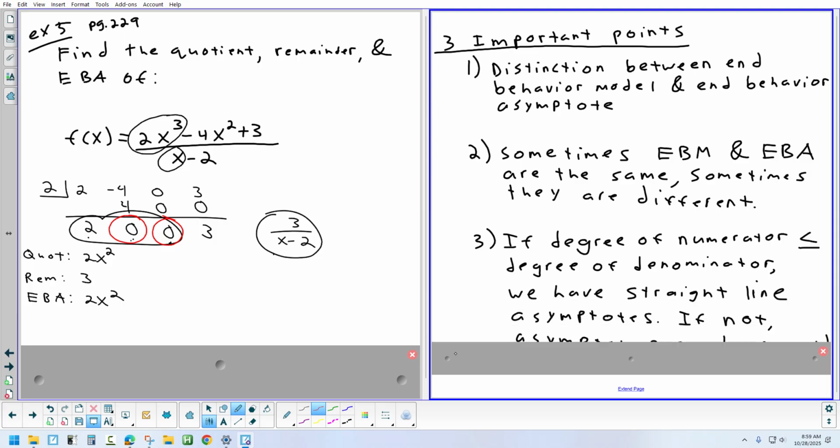Okay, and the last point, we've already kind of mentioned that, but if you're doing the kinds of problems we did last week, you will always get straight line asymptotes, horizontal or vertical. If you're doing problems where the degree in the numerator is bigger, you can get curved asymptotes.